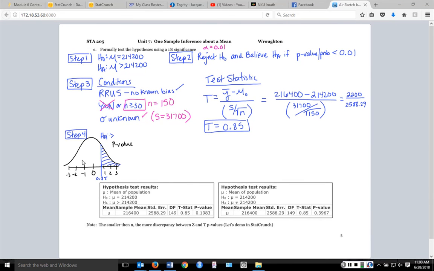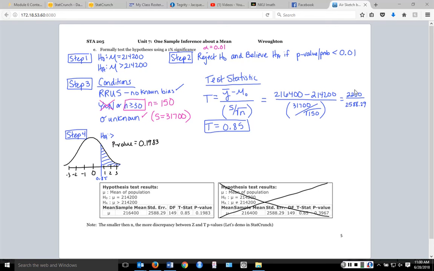So if instead we would have shaded in both directions and had to go over here as well, this would be the set of output that we would use instead. So we're going to use the left output. I'm actually going to go ahead and cross out that second set of output so I don't accidentally use it. So our p-value turned out to be 0.1983.